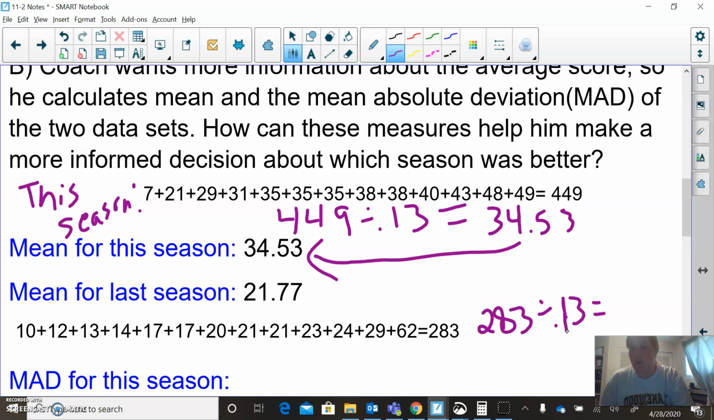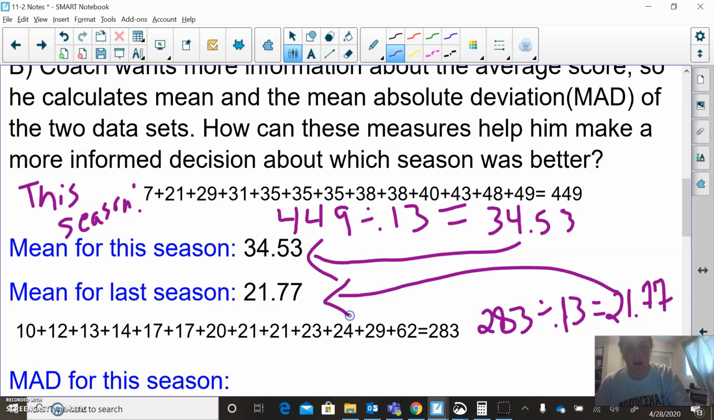All right, so when you divide it by 13, I got 21.77. That's how I got that, okay? So those are our means. On average, this season, we scored higher.